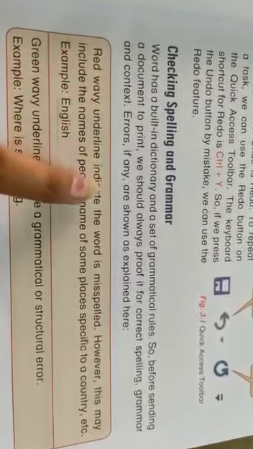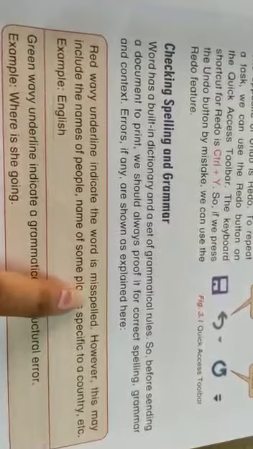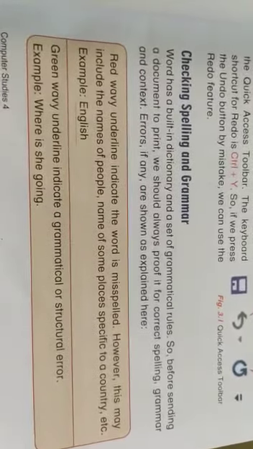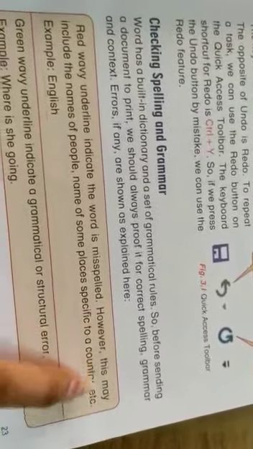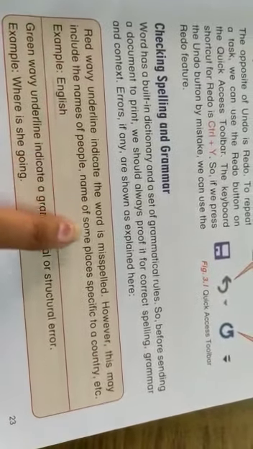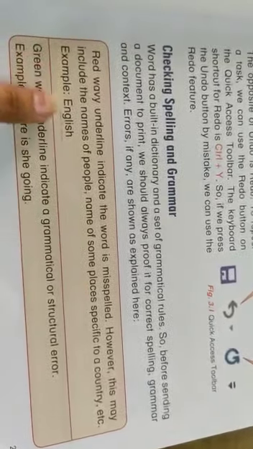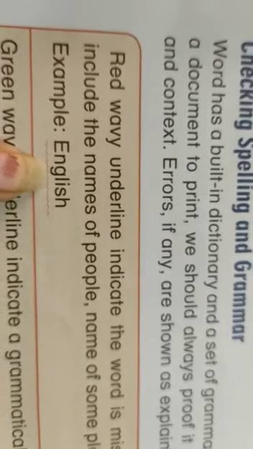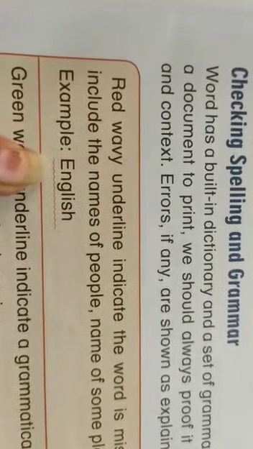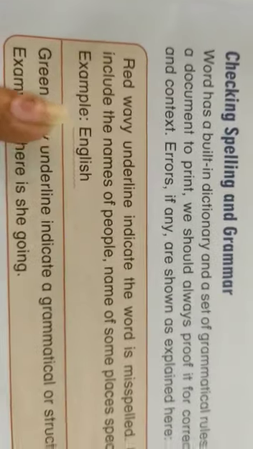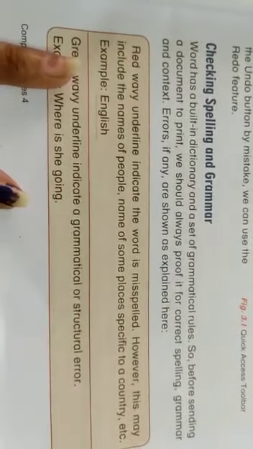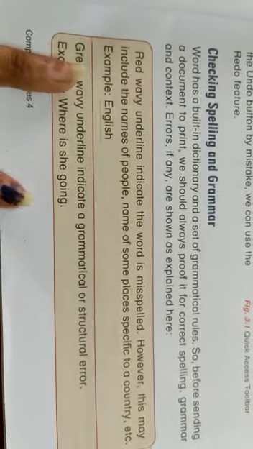A red wavy underline indicates that the word is misspelled. Now, if a red wavy line is coming, then it is showing that the spelling is wrong. However, this may include names of people, names of some places specific to a country, etc. Example, English. Can you see this? English is given and then you can see a fine red line in a wavy form. This is how you will get that red wavy line, meaning the spelling is incorrect or misspelled.